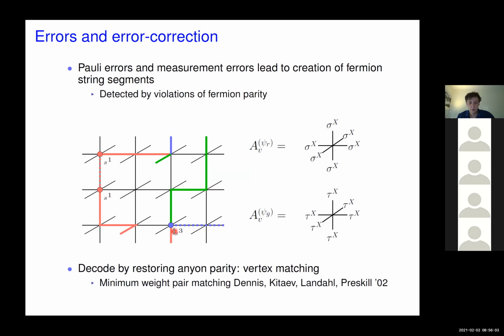But as we discussed before, the history state, in the absence of errors, should satisfy fermion parity at each vertex. So in this way, Pauli errors will generically result in violations of the fermion parity, and we can detect their presence.